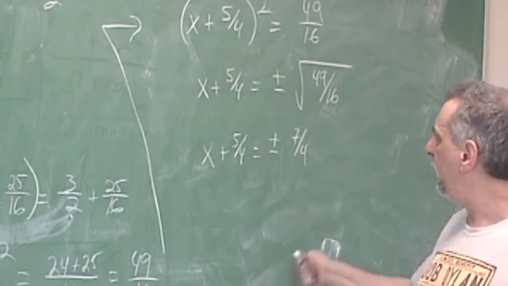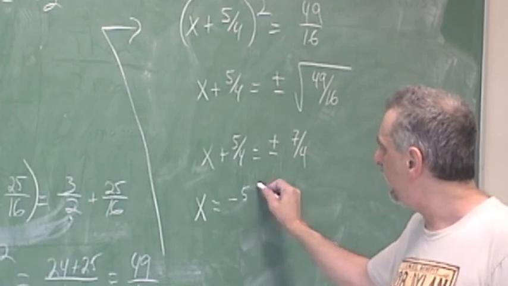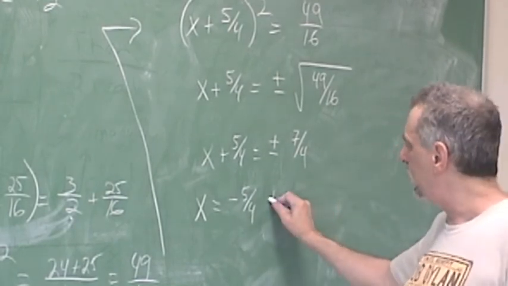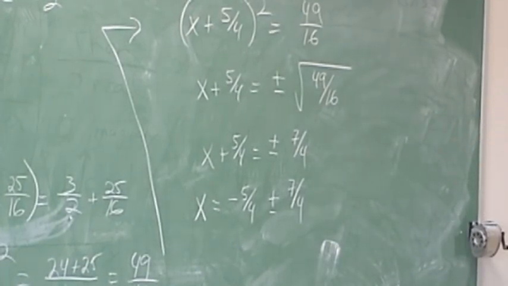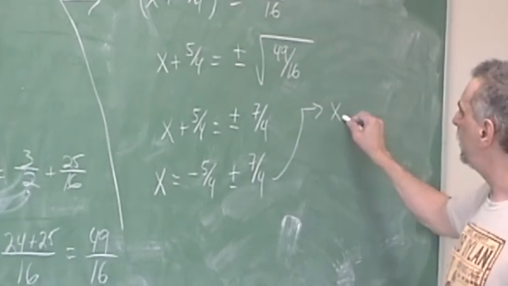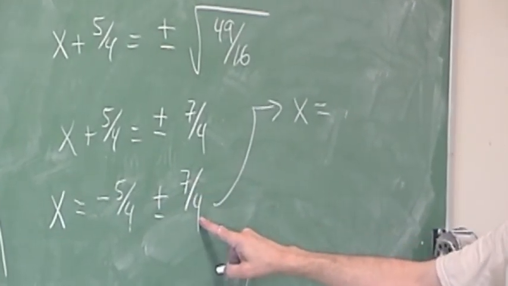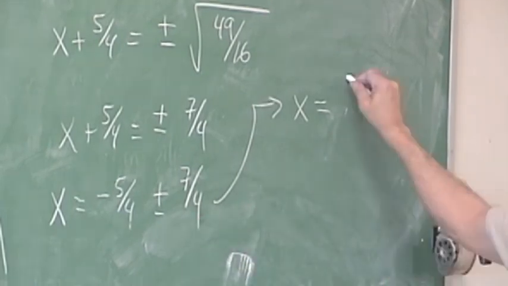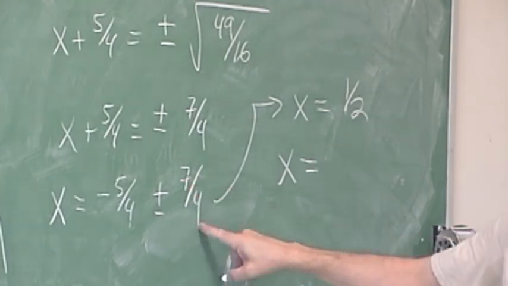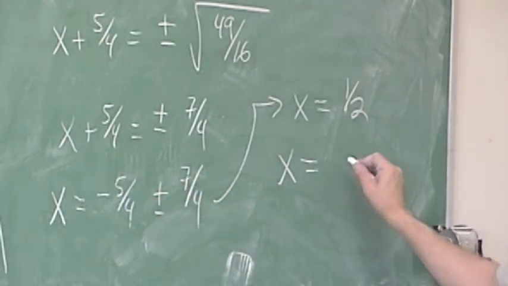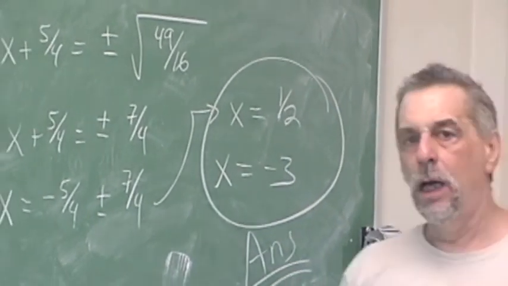And now we're going to subtract 5/4 from both sides to get our result. So we're going to say negative 5/4. You can put that on either side, it doesn't matter, of the 7/4. Negative 5/4 plus and minus 7/4, which leads to 2 solutions. We get negative 5/4 plus 7/4, which leaves us with 2/4 or 1/2. And negative 5/4 minus 7/4 gives us negative 12 over 4, or negative 3. All right, good times.